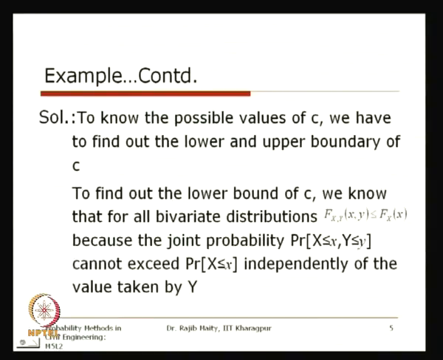So to know the possible values of c, we have to find out the lower and the upper boundary of c. To find out the lower bound of c, we know that for all bivariate distributions, this f_XY is less than or equal to this f_X. This is a property: this density will be less than or equal to this one, when we discuss it in terms of the marginal probability distribution.